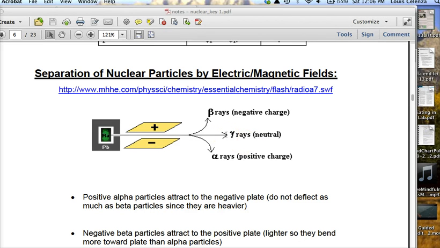The radiation that would go straight through without being affected would be gamma rays, because gamma rays are neutral and not affected by a positive or negative field. It would be the same thing if you put neutrons. A beam of neutrons would travel basically the same path as the gamma rays, electrons would travel the same path as the beta particles, and protons would travel the same path as the alpha particles.